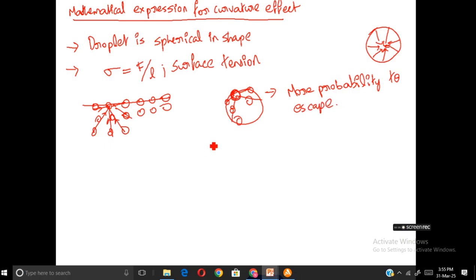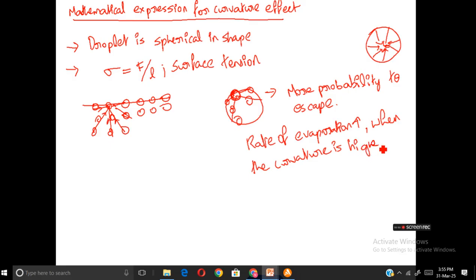So the rate of evaporation is higher when the curvature is higher. As the curvature keeps on increasing and the surface becomes more curved, the force that is holding this particular water vapor molecule keeps decreasing. So the rate of evaporation is higher as the curvature is becoming higher.